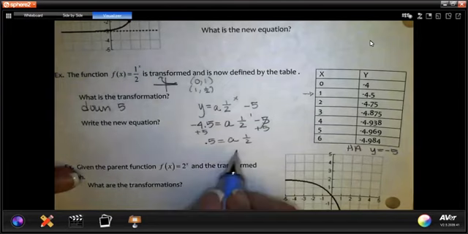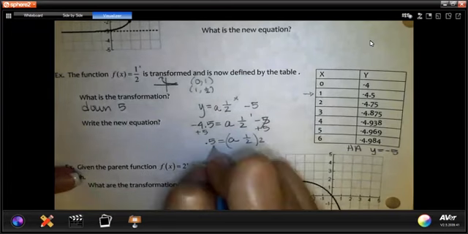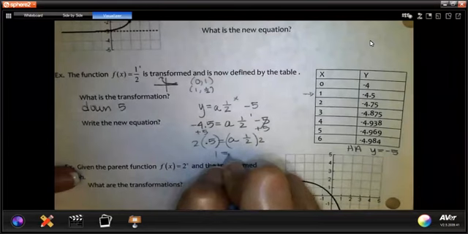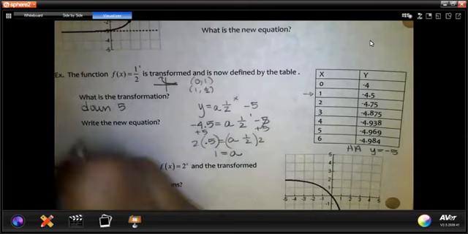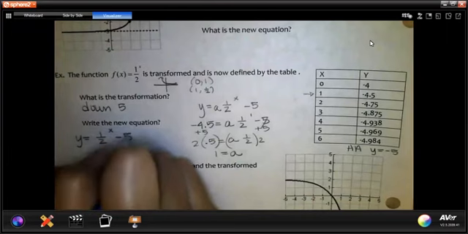My last step would be to multiply times 2 to get rid of this half to the other side. So I multiply this side times 2, and I'm going to multiply this side times 2. That gives me 1 equals a. So we have no vertical stretch or compression since a is 1. So our equation here would be (1/2)^x minus 5.